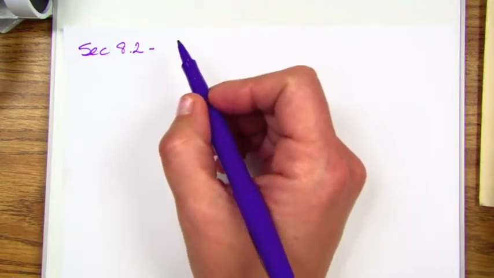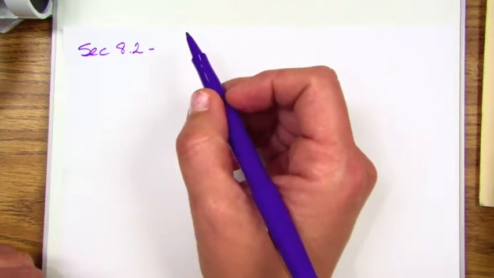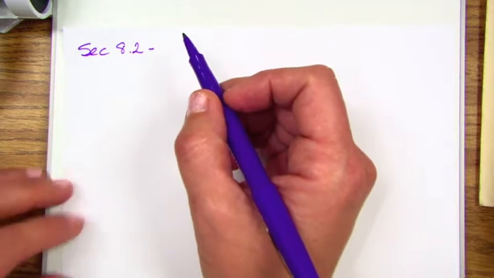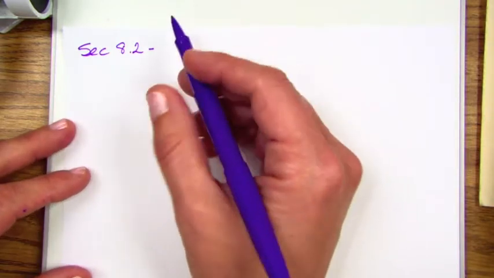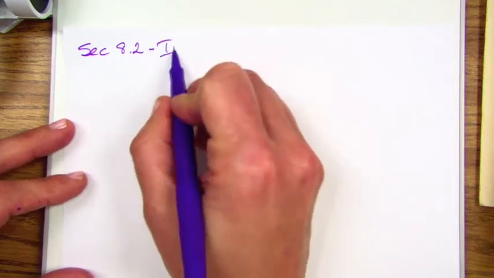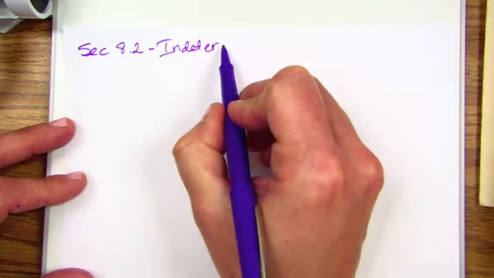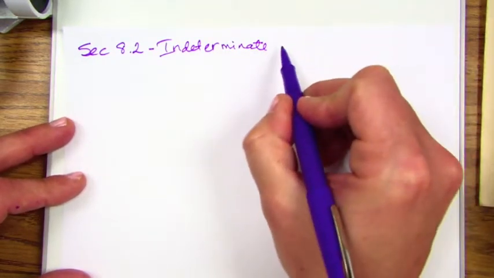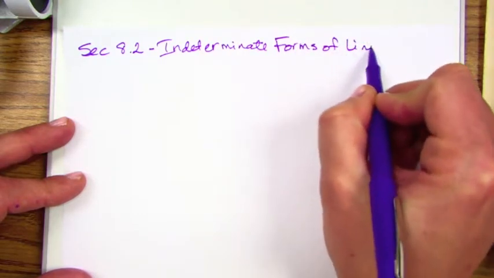We're going to talk about these two sections that we pick up in chapter 8. They may seem sort of randomly placed. They are a little bit, in my opinion, but maybe not 8.4. This one, section 8.2, we're going to talk about indeterminate forms of limits.